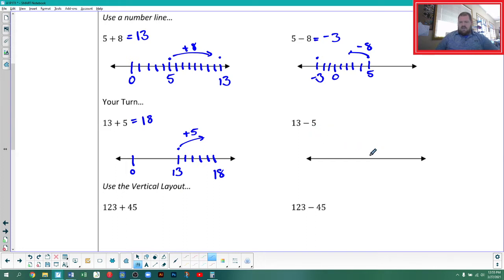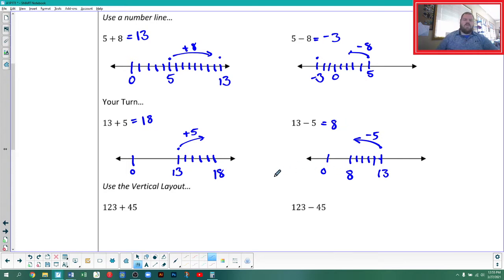For 13 minus 5, I got 0 somewhere, I got 13 somewhere, and I want to start from here and go back 5. So we'll say back 1, back 2, back 3, back 4, back 5, which is 13, 12, 11, 10, 9, 8. So we're there at 8.